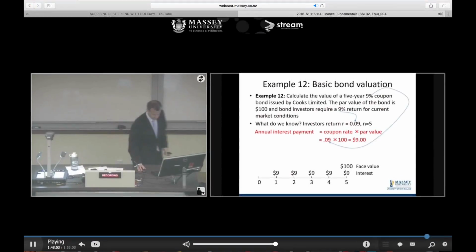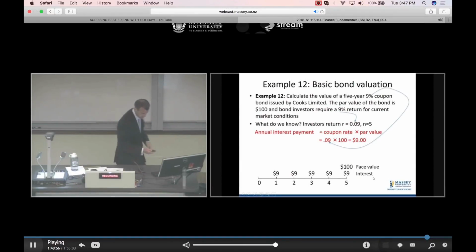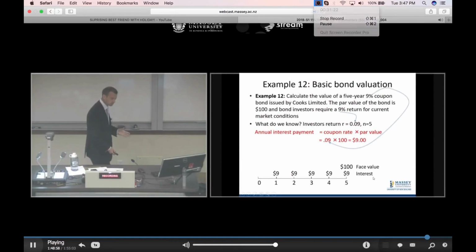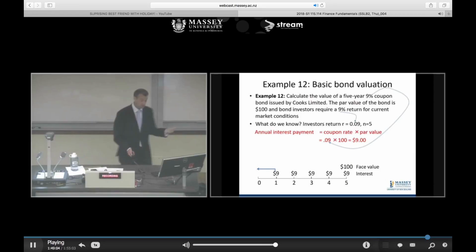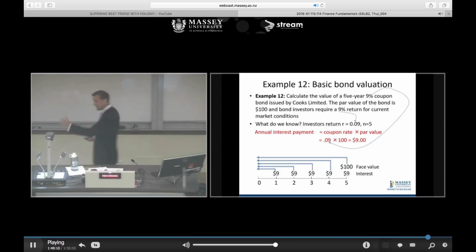This face or par value. So, what we are trying to do is figure out what the present value is of each one of these. The $9, second year's $9, third year, fourth year, and in the last year we received not only the $9 in interest, but also the $100 there.